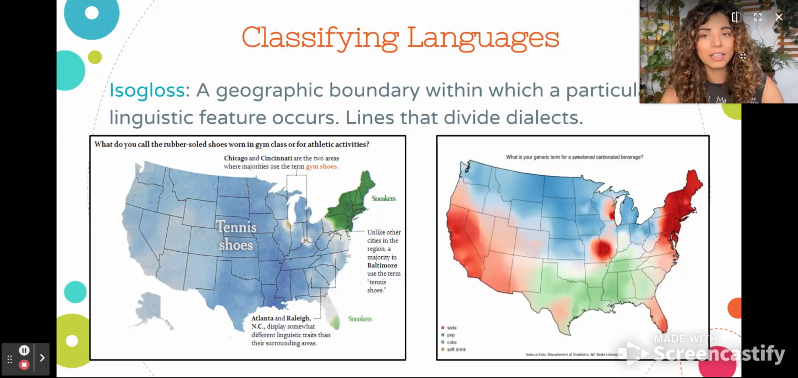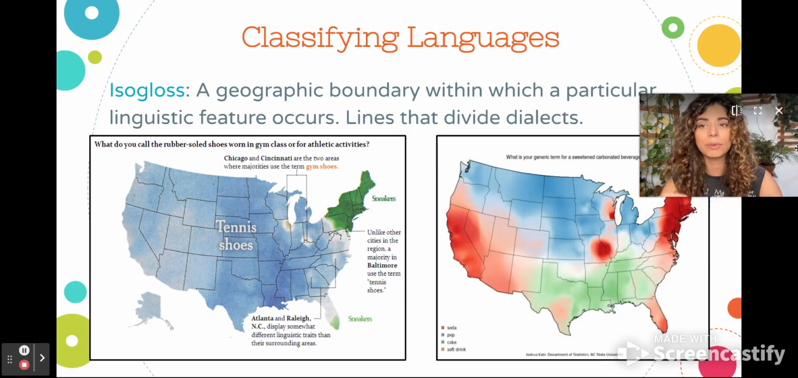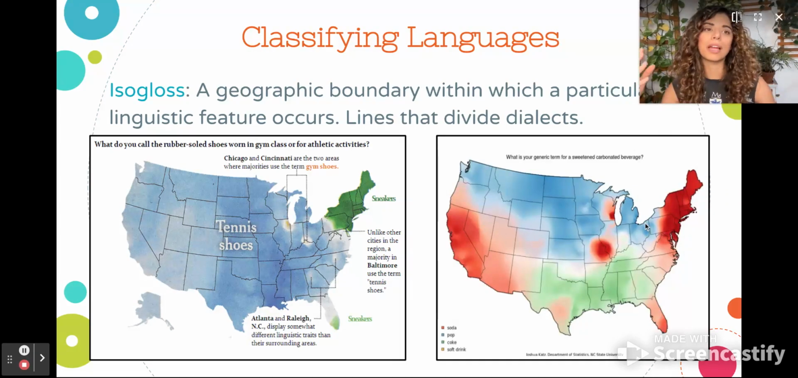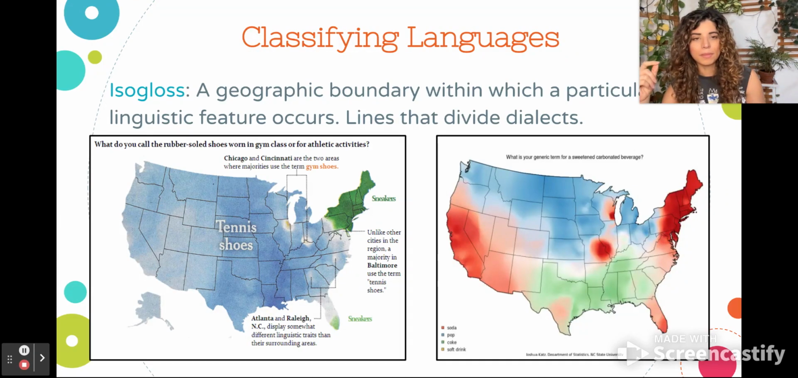We also have isogloss. That's a geographic boundary where a particular linguistic feature occurs. So these are lines that divide dialects. And these are not firm lines, right? These are not official lines. They're just more of an estimate, showing where we start to see language shifting. So in this example, here we see tennis shoes, and then here in the Northeast, we see sneakers being used a little bit more.